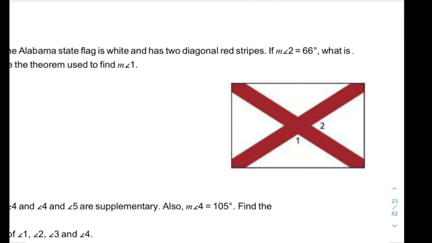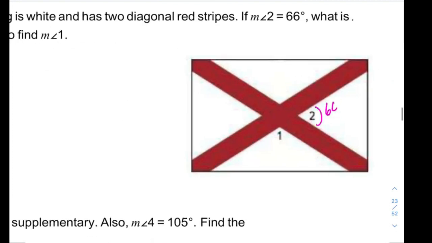If measure of angle 2 is 66, so this is the line we are looking at. This is one of the angles, 66. What is the measure of angle 1, and the name of the theorem used to find measure of angle 1? As you see here, this is a linear pair.